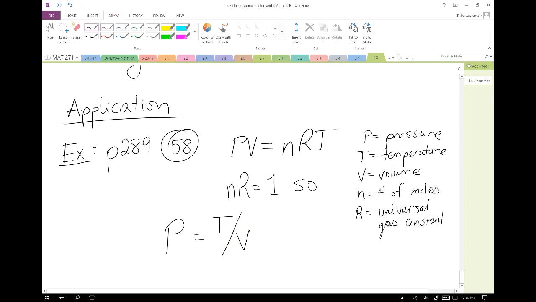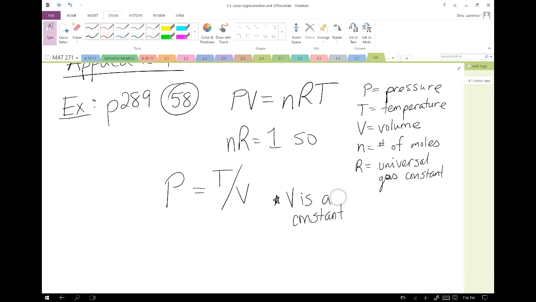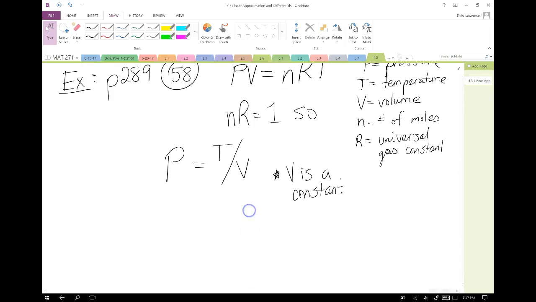Suppose that the volume is held constant. So V is a constant. Don't think of V as being a variable. V is just some constant number. We just don't know it right now. Suppose that the volume is held constant and the temperature increases by delta T equals 0.05. So P is our output variable, T is our input variable. Temperature increases by delta T equals 0.05. What is the approximate change in the pressure?